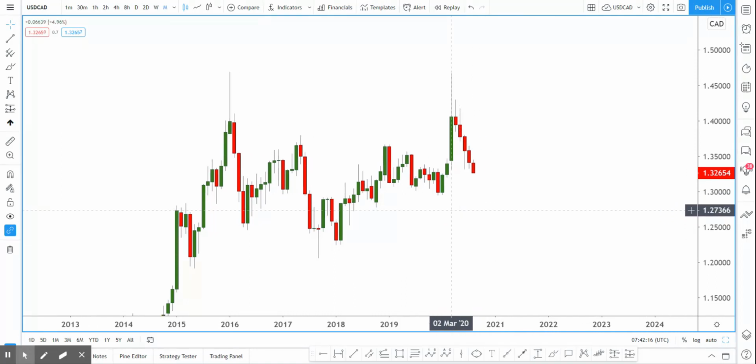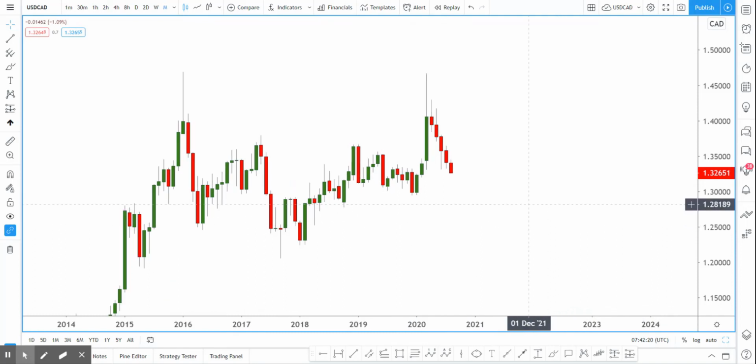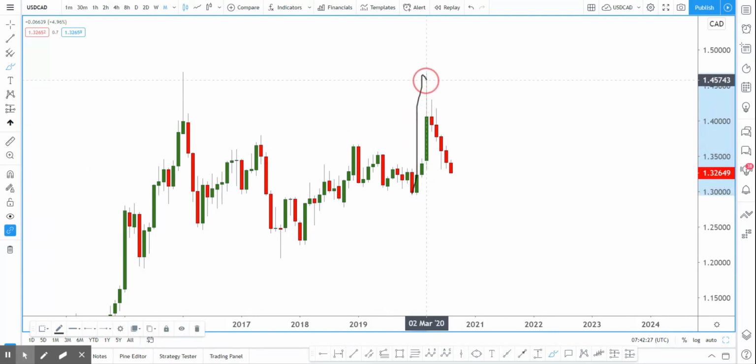First off, let's start off with the monthly. So what I have here is the monthly dollar CAD chart. I just want to show you guys that price has recently made this strong push up, and then it retraced nearly the entire move.